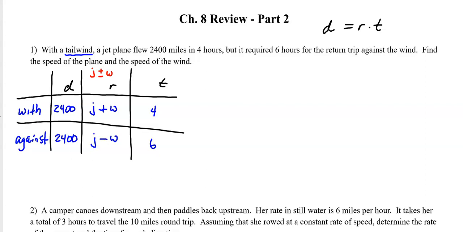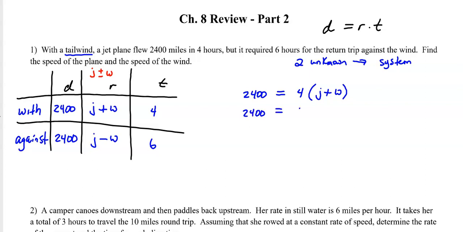Now, a little key feature is when you have only two unknowns, you're going to be able to just make a system of equations. And remember, it's distance equals rate times time. I'm going to put the time number first just because it looks a little bit easier to distribute. So I kind of did D equals T times R, but it shouldn't matter. And then we have 6 times J minus W. Let's go ahead and distribute that. So 2,400 equals 4J plus 4W, and 2,400 equals 6J minus 6W.